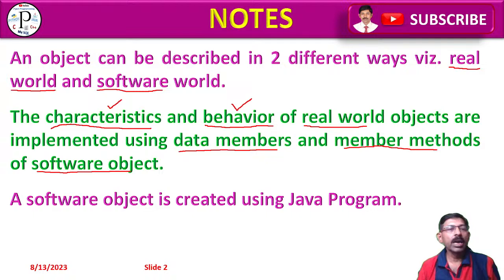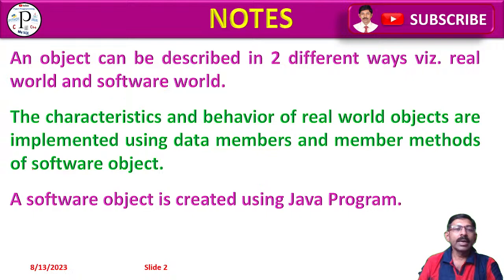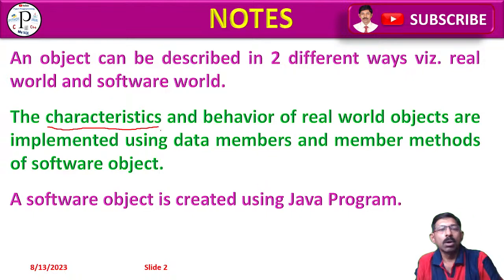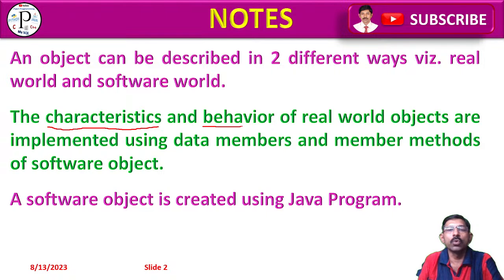Second point. Here it says that, let me remove this one. The characteristics. What is this characteristics? If I'm talking about a dog, the characteristics of a dog are its color, how many legs, what is the breed of the dog. These are called characteristics. What is behavior? What exactly the dog is doing. The dog is barking, the dog is biting, the dog is running. These are all behavior of the dog. So these are called real world objects.